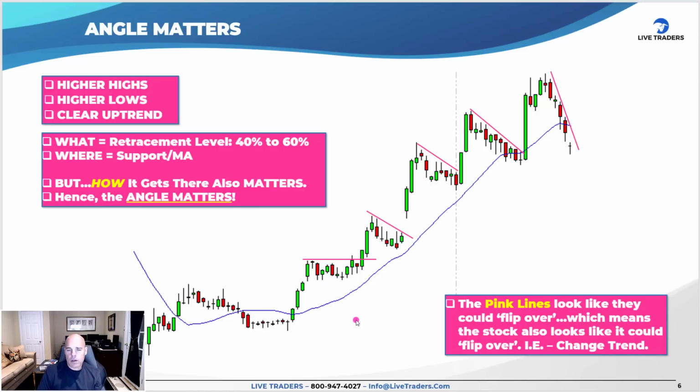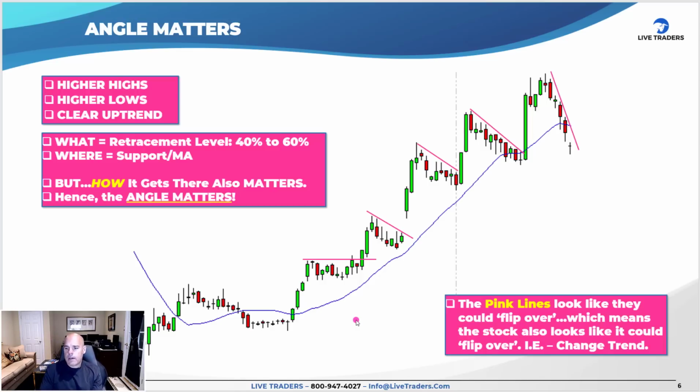Higher highs, higher lows, clear uptrend, etc. Let's start with the basic picture first. Basic picture first. What I have here is a stock that is going higher with higher highs and higher lows, okay?